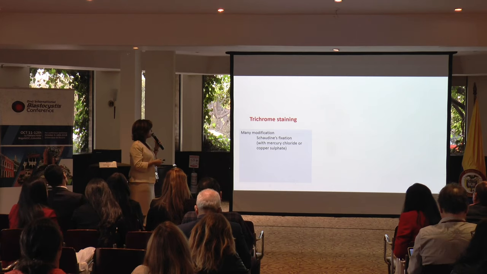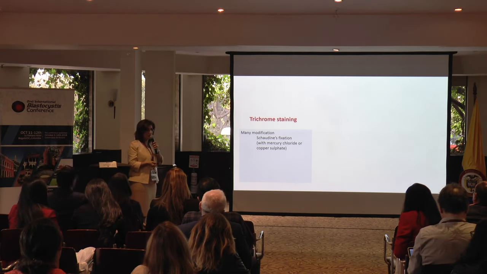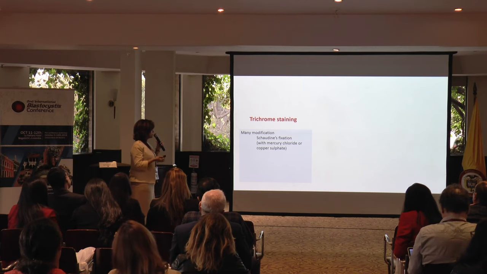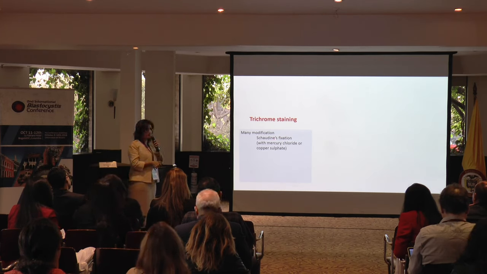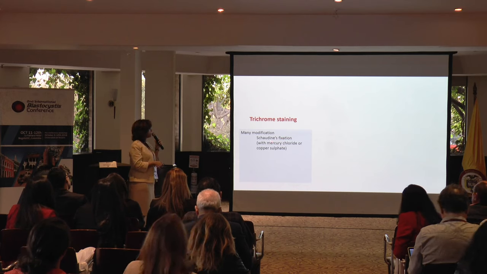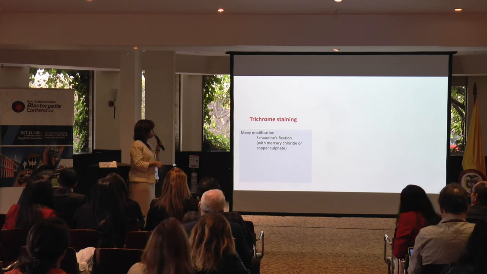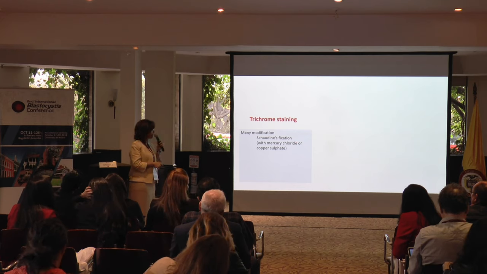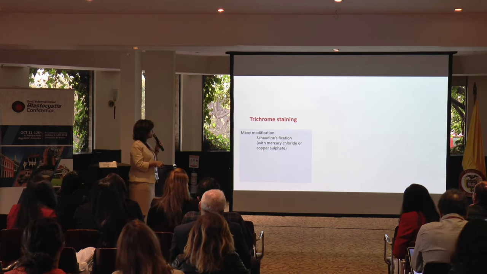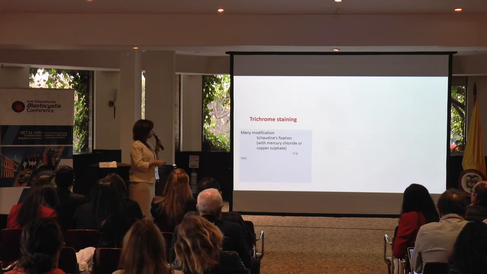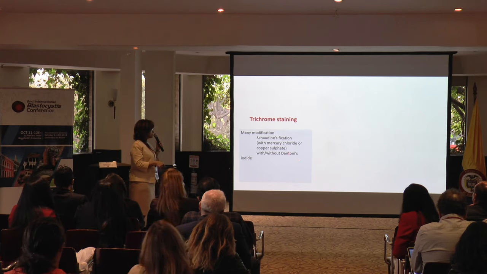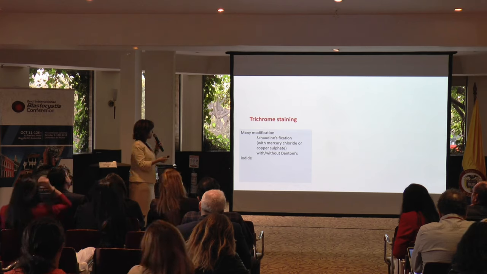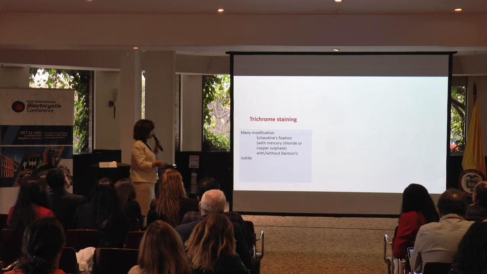But we can find many different modifications in the books or literature. For example, the first step is the Schaudinn fixation step. When preparing the Schaudinn fixative, some laboratories prefer mercuric chloride, but it is so toxic, and some prefer copper sulfate. In some modifications we can see an iodine step, but some of them don't use iodine.